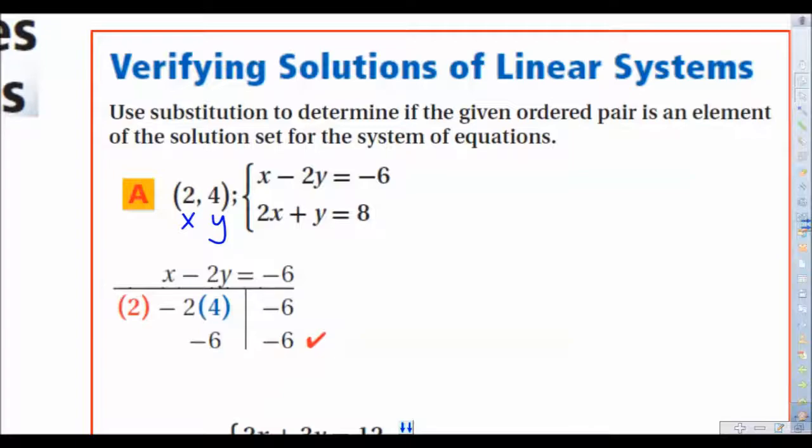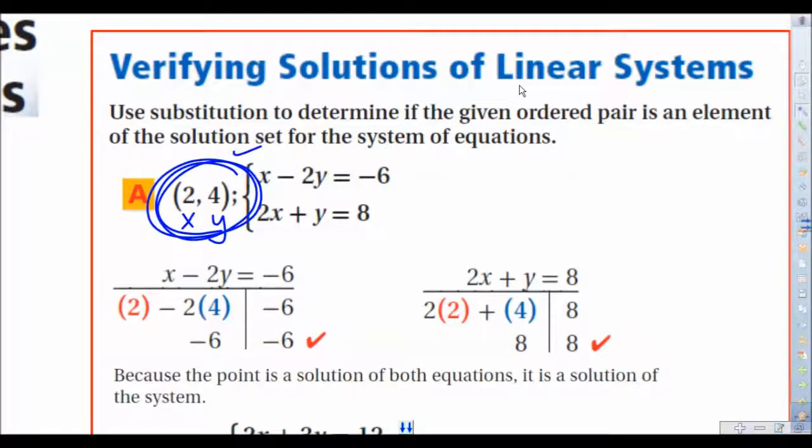Alright, so far so good. We're only halfway there though. We have to check that it works in the second equation too. So what do we think here? Is 2 times 2 plus 4 going to give us 8? Yep, it does. So what that means is that 2, 4 is a solution to that system.